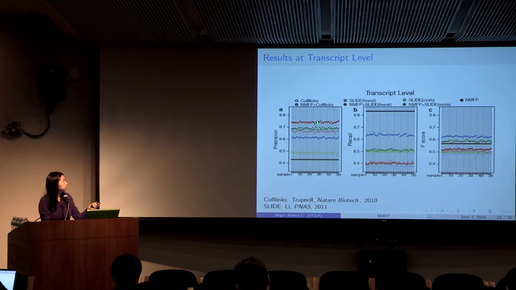We also coupled NMFP with a method I previously developed called SLIDE. With SLIDE, we tried two parameter settings. One makes SLIDE select fewer isoforms, and the other makes SLIDE select more isoforms. Then we use NMFP as a pre-selection step of SLIDE. In both parameter settings, especially for the green one, the more setting, the increase is higher. For the fewer setting, although it's not much higher, we still see this increase. So this is on simulation data.